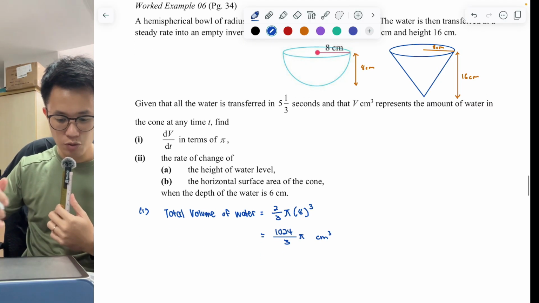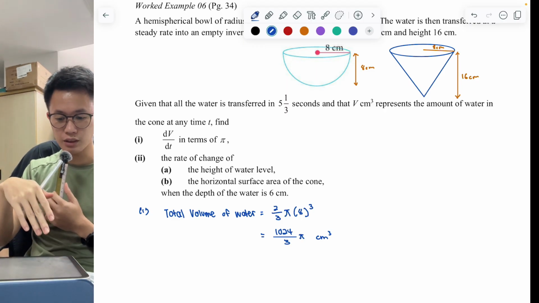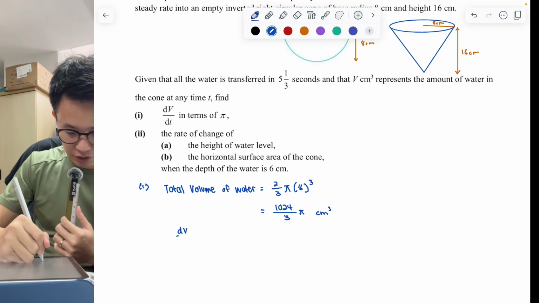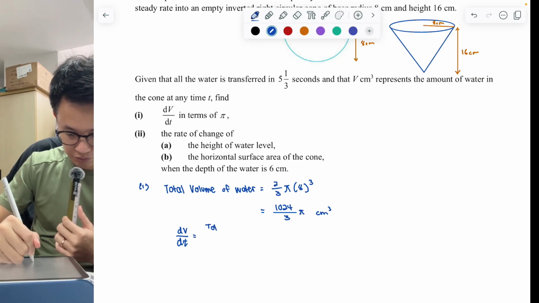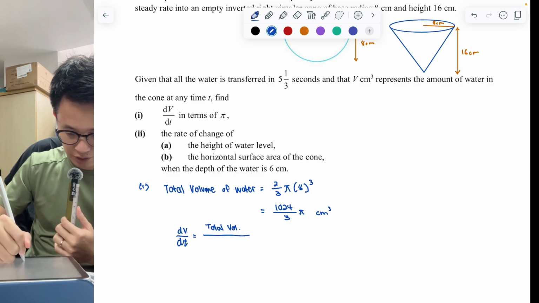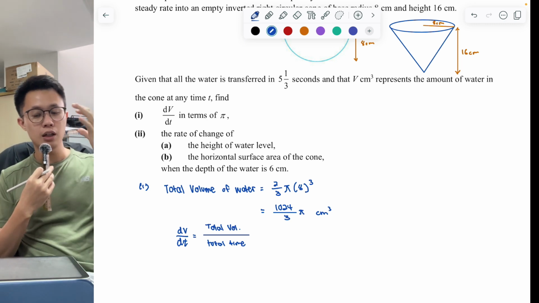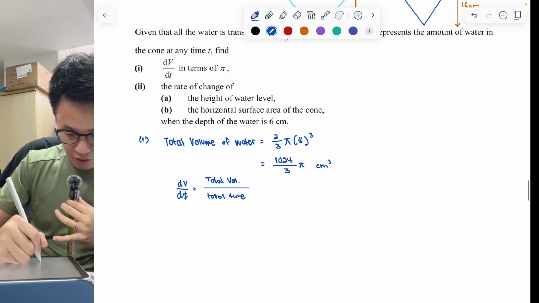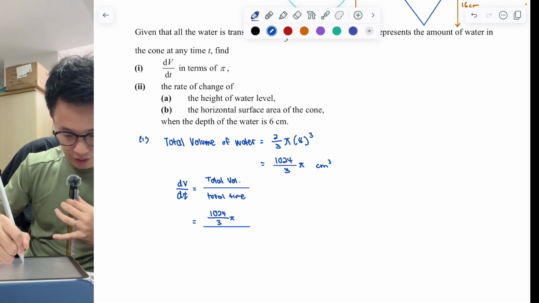Yes. Okay. So what's dV/dt? Remember, dV/dt is the rate of change, right? So we can take the total volume divided by the total time taken, which is 5 1/3. So dV/dt can be written as total volume divided by total time. Correct? Because the definition of dV/dt is the rate of change of the volume with respect to time. So if we have the volume and the total time, we can easily figure that out. So that will be 1024/3π divided by 5 1/3.